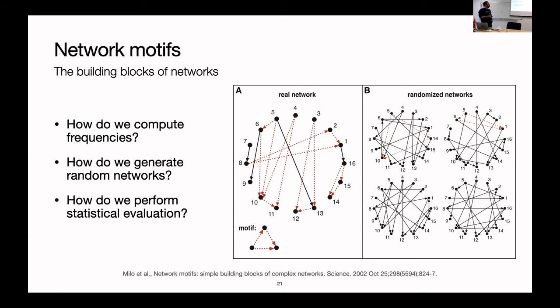So there are three important questions one should ask when dealing with network motifs. How do we compute frequencies? Because it doesn't seem a really easy problem. How do we generate random networks? And how do we perform statistical evaluation? So how do we compare the real observation and the random observation?